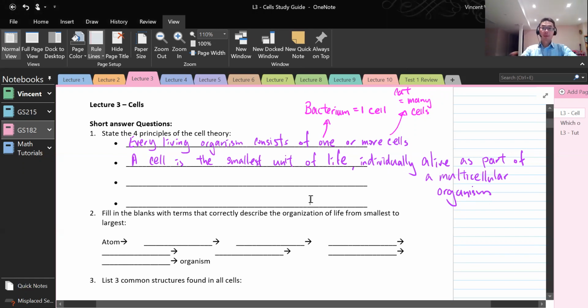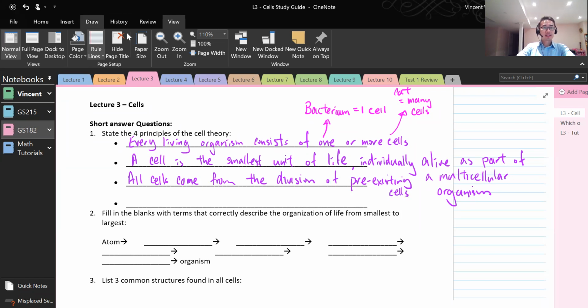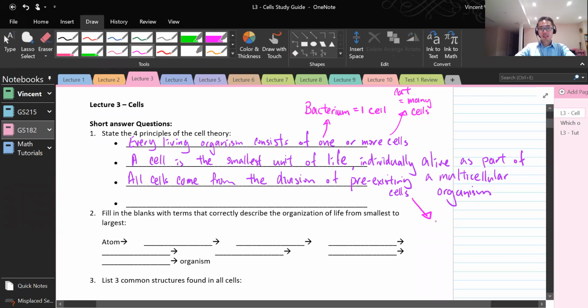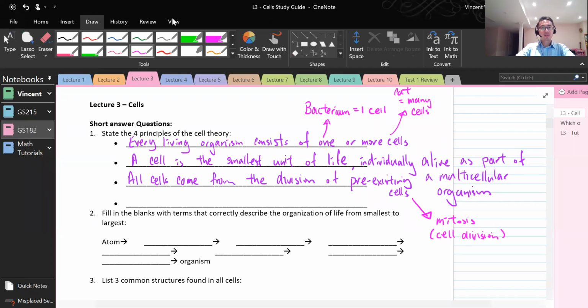Okay, so that's the second part of the cell theory. And then the next part of the cell theory is that all cells come from the division of pre-existing cells. Okay, this is, as you will learn later in the course, called mitosis, right, which basically means cell division. Okay, cell division.